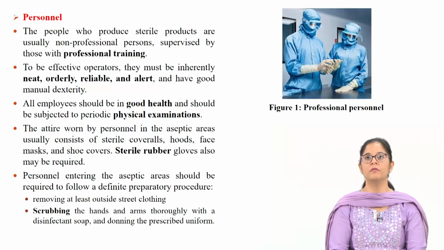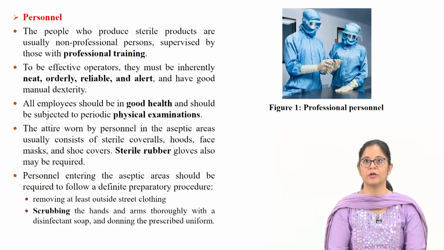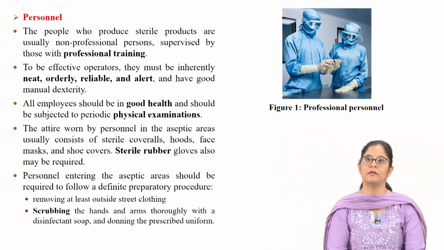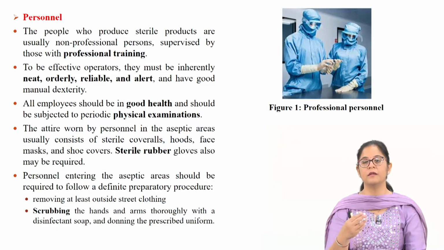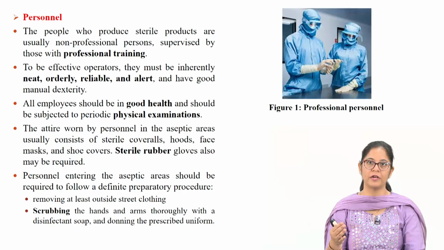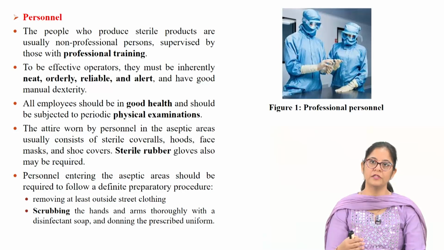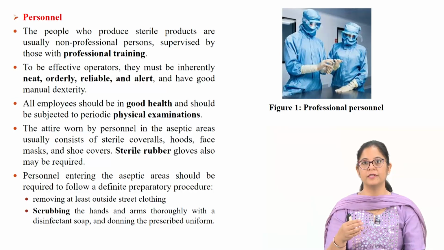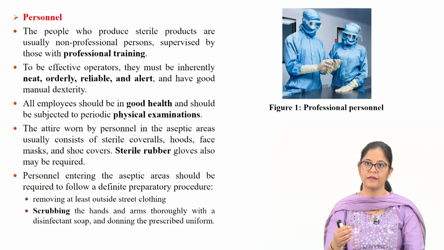So, the people who are involved in sterile product production are generally non-professionals, non-trained, and they need to be upgraded with respect to the manner in which sterile products need to be manufactured. To be effective operators, they must be inherently neat, orderly, reliable and alert, and have good manual dexterity. These employees should be in good health and should be subjected to periodic physical examination.